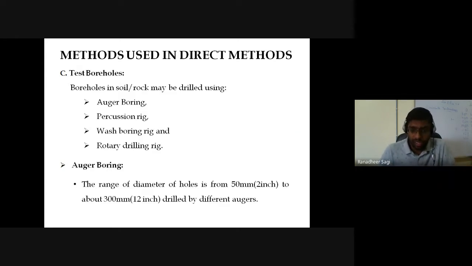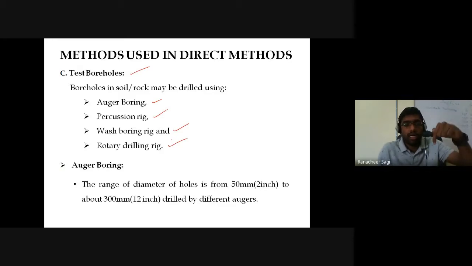Now let's quickly go ahead and understand how we carry out boreholes in the ground. What are the different methods by which we make boreholes into the ground when we encounter soil or rocky strata? We have different methods: the auger is one of the tools by which we make the borehole. Another is percussion drilling. Or by the wash boring technique we make the borehole into the ground. Or by the rotary drilling mechanism, by making drills into the ground, we may extend the boreholes till the required depth.